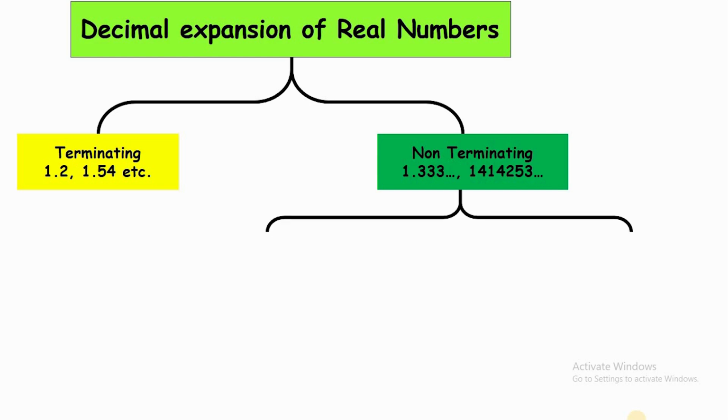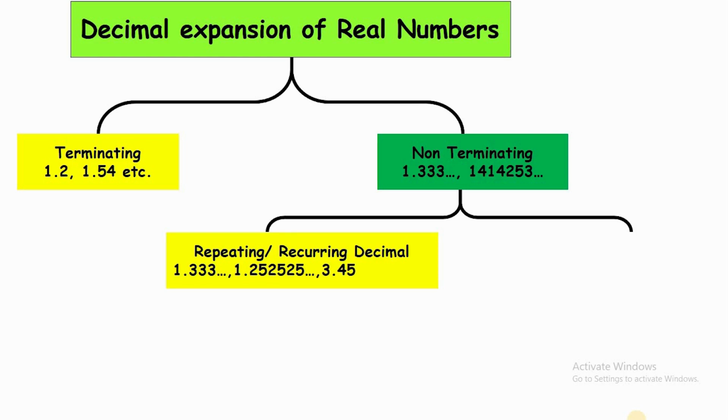And non-terminating decimal expansions are further classified into two groups. They are non-terminating repeating decimal numbers such as 1.33, where 3 is repeating, and the second one is 1.252525, where 25 is repeating, and in the third example you will see 3.452452452, so here 452 is repeating. This whole block is repeating.